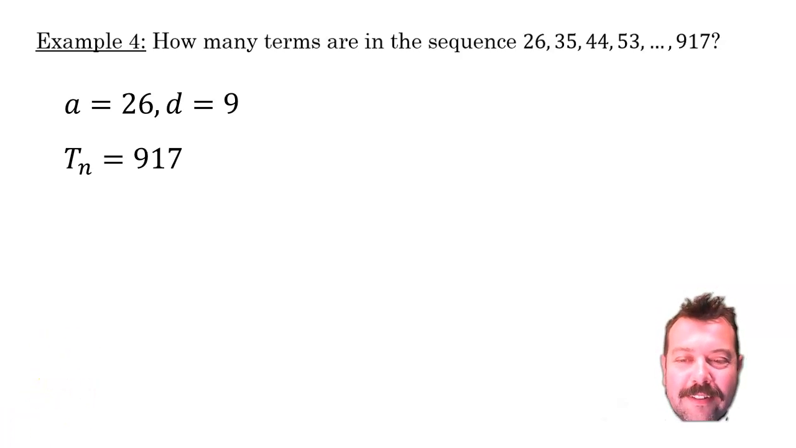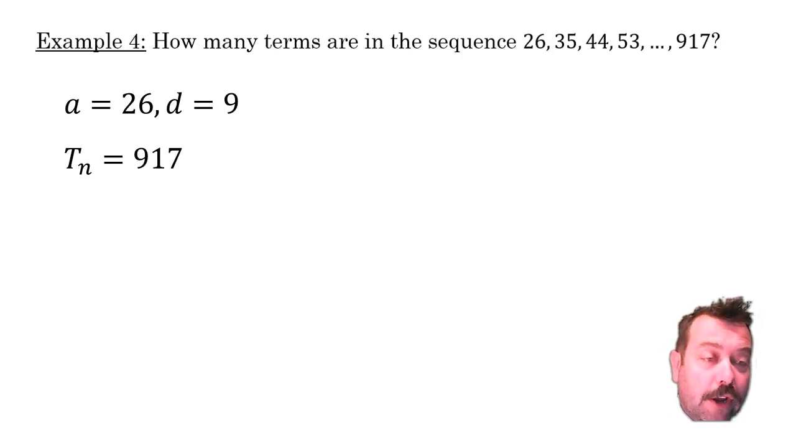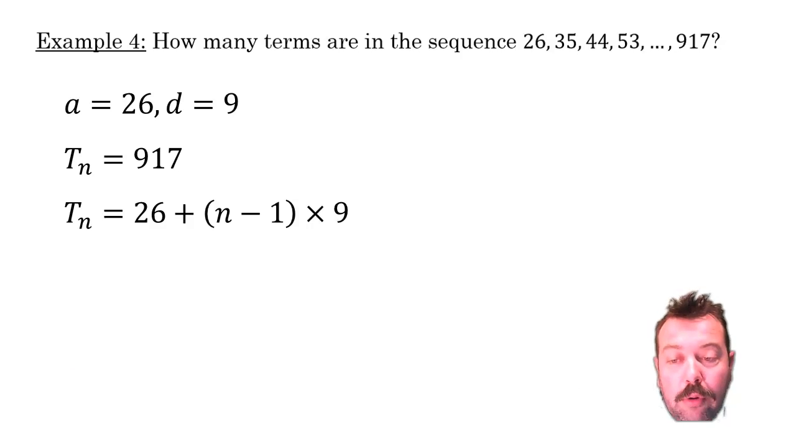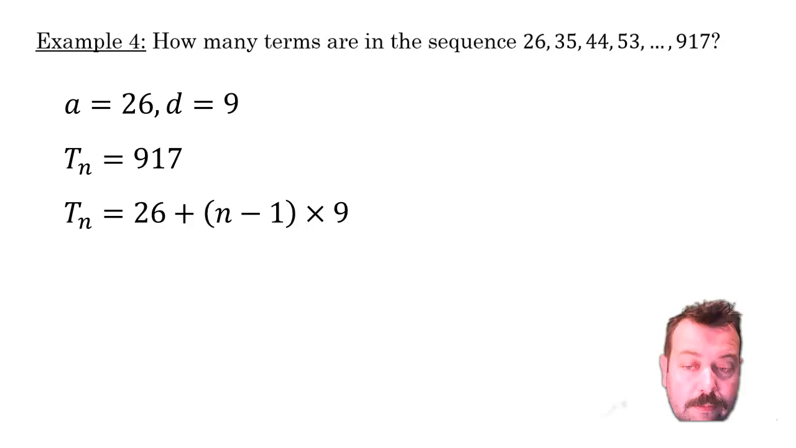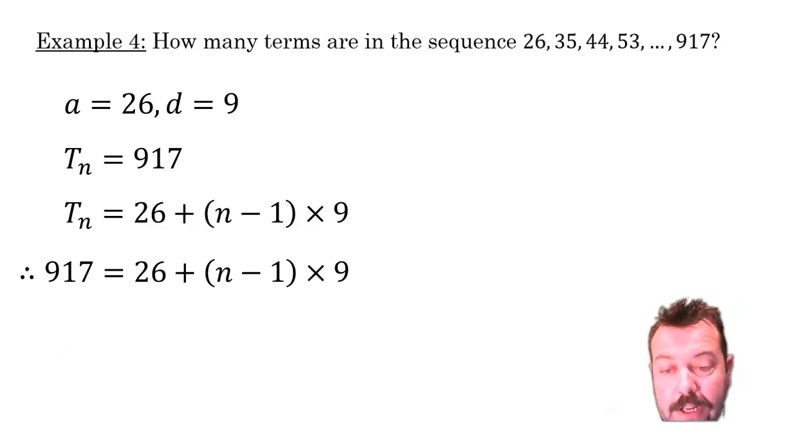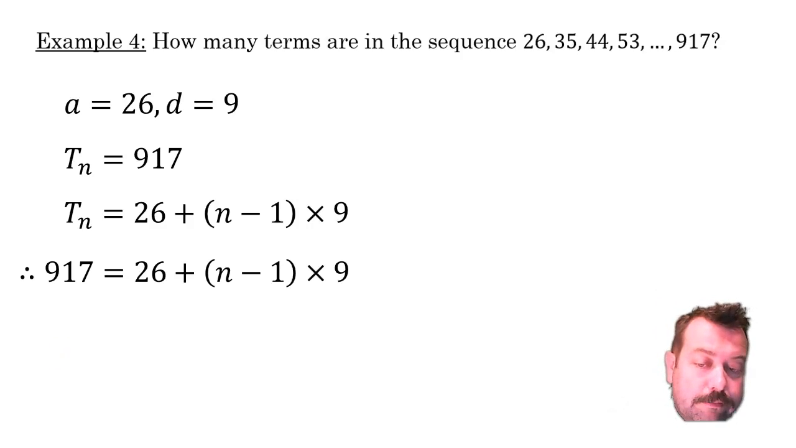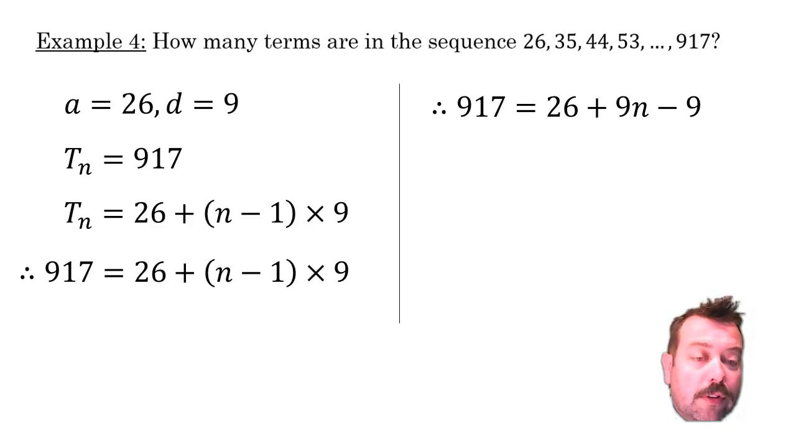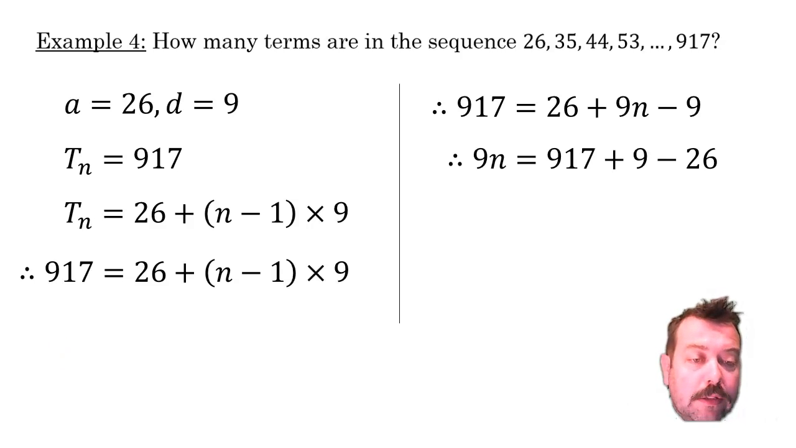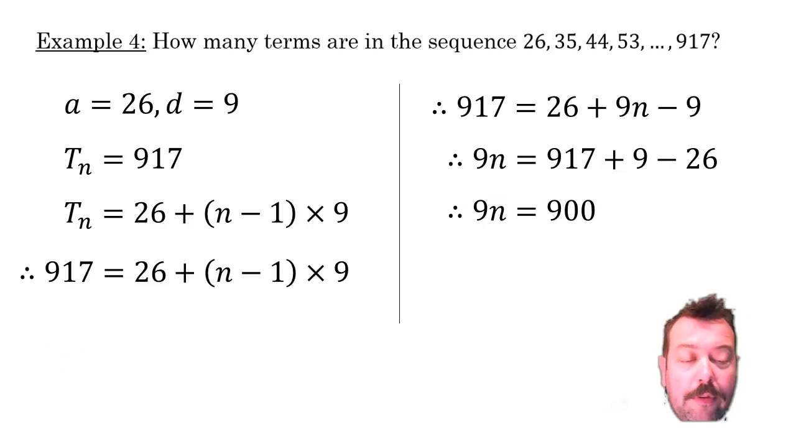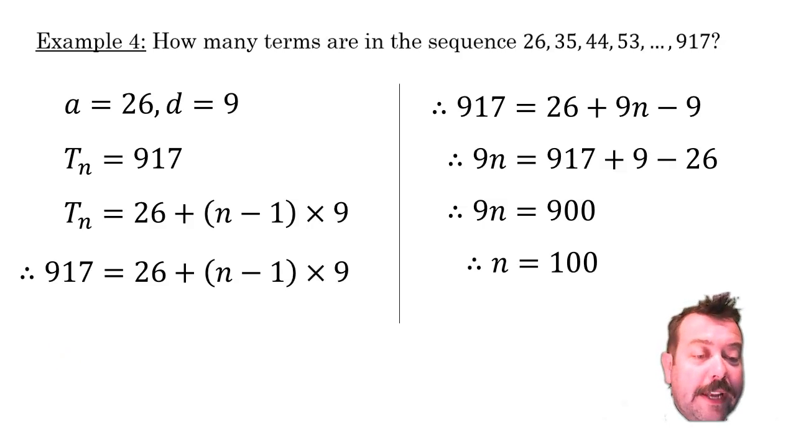So let's have a look here. That means that my nth term is 917. I don't know what n is at this stage, but I also know that the nth term is 26 plus n minus 1 times 9. So that means that 917 equals 26 plus n minus 1 times 9. And then I can solve this equation. We step through these things and find that 9n is 900, which means that n equals 100. There we go. All good.